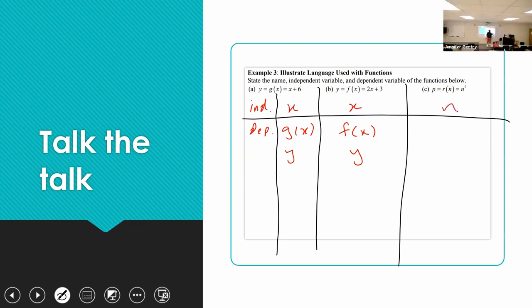Not n. P. Because P equals n squared, right? So I can pick any n I want, and I get P out of it. Remember, we talked about that little machine? I'm putting n in, I'm getting P out. Do those make sense? Okay. Next page.